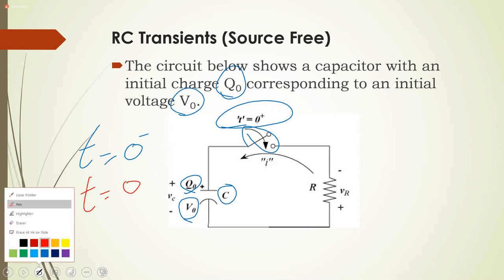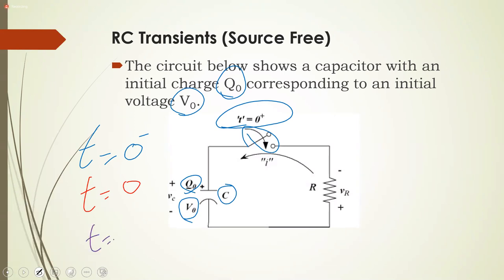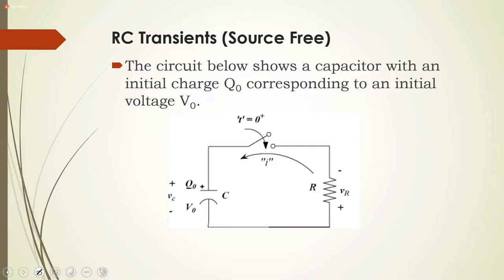And then we have t equal to zero plus, which means immediately after closing. So just before, zero minus; zero at the point of closing; zero plus immediately after closing. Okay. So what we have here is that we are closing the switch. It's closed at t equals zero.